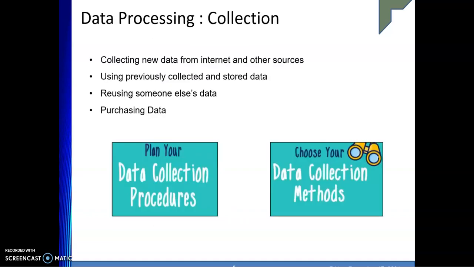So let's start with data collection. Data collection means we are collecting the data. We may collect the data from the internet, or from other sources. It may be that some data was previously stored and we are collecting it, or someone else's data that we are reusing, or sometimes, if required, we are processing the data. So we need to have a certain plan in order to collect this data, with procedures or methods for collecting it.